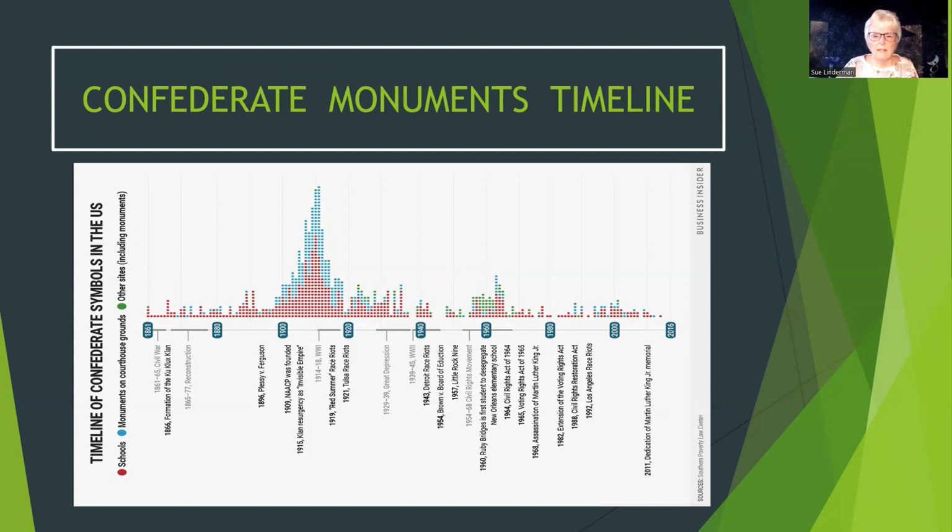In the middle of that, in 1915, D.W. Griffith's Birth of a Nation movie came out, and we will talk more about that in a future class. But you see the tremendous explosion of the number of Confederate monuments that were being erected, largely in the South, but not exclusively. There's one in Idaho, there's one in Montana, there are a couple in New York.